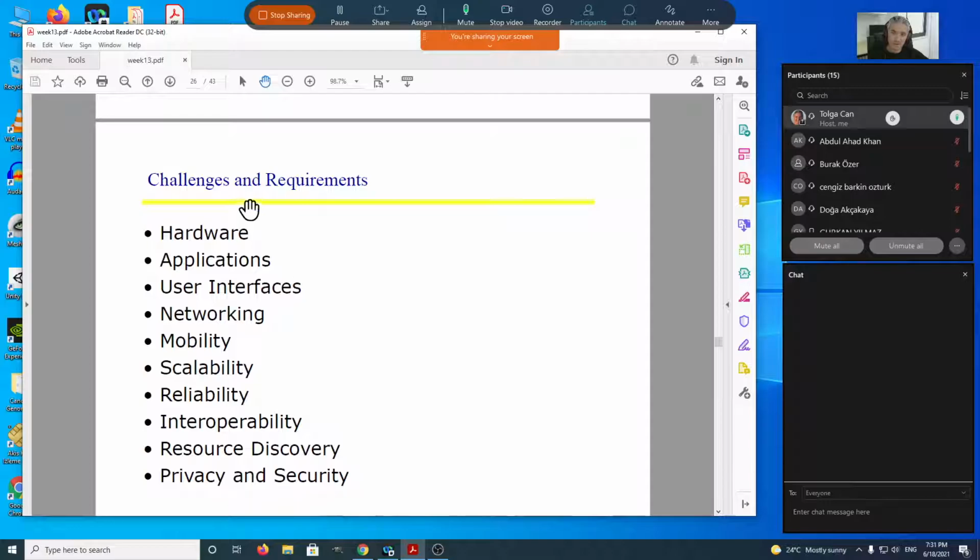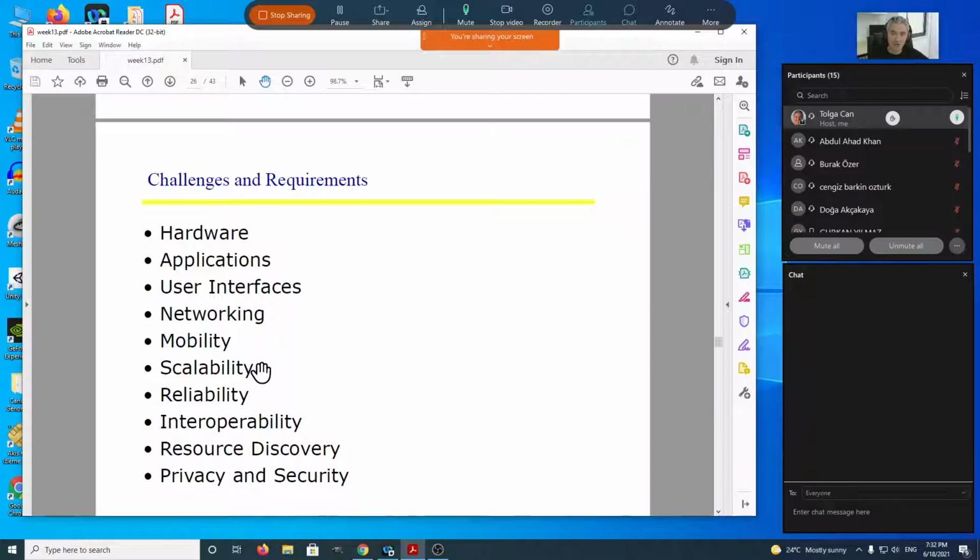So here, many of these challenges and requirements still hold today about ubiquitous computing. But in terms of scalability, we have many devices that can connect to networks. They are smaller and smaller. The sensors are available, low power.